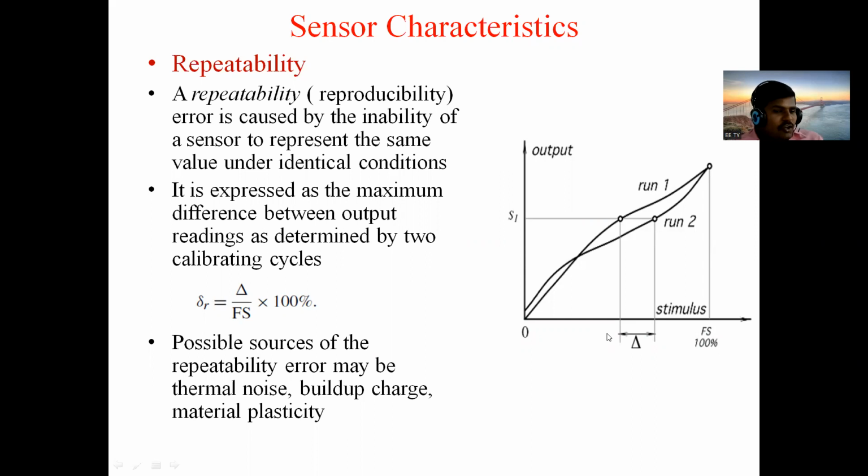Possible sources of repeatability error may be thermal noise, built-up charge, or material plasticity. These are the possible sources. If these sources are present, then they give a repeatability error or reproducibility error. So this is one characteristic, that is repeatability.